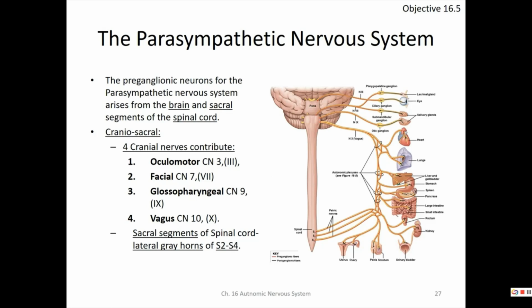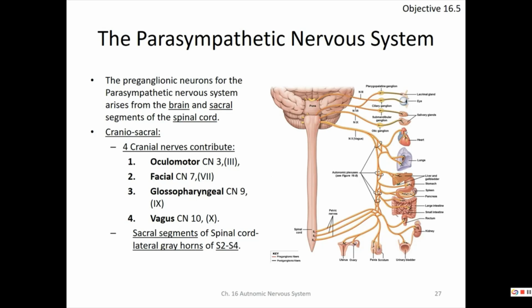3, 7, 9, and 10. Bop your head when you sing it. Parasympathetic cranial nerves: 3, 7, 9, and 10. You'll get them in your head when you do that, okay? So this is 3, 7, 9, and 10: oculomotor, facial, glossopharyngeal, and vagus.